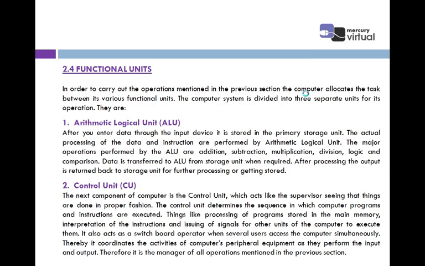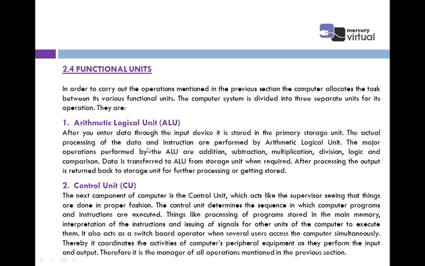Now let's see another slide. These are the functional units. Functional units, that is ALU, CU in detail. In order to carry out the operations mentioned in the previous section, the computer allocates the task between its various functional units. Means the computer has different parts, that is functional units, and the computer can allocate these tasks to the various units, that is ALU, CU and CPU. The computer system is divided into three separate parts, that is ALU, CU and CPU.